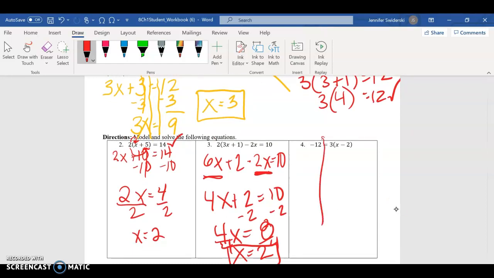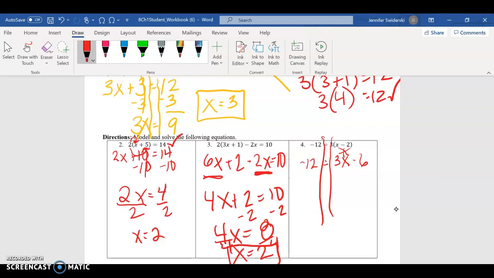So if I draw on my railroad tracks, my first step is to distribute. 3 times x is 3x. 3 times negative 2 is negative 6. Bring down that equal sign and that negative 12. Now, my goal is to get x by itself. So a lot of 8th graders want to move this. We're not moving anything right now, okay? X is going to stay on this right-hand side.